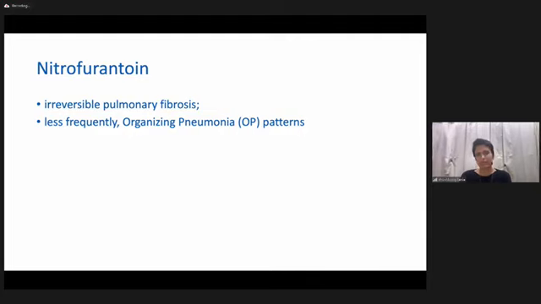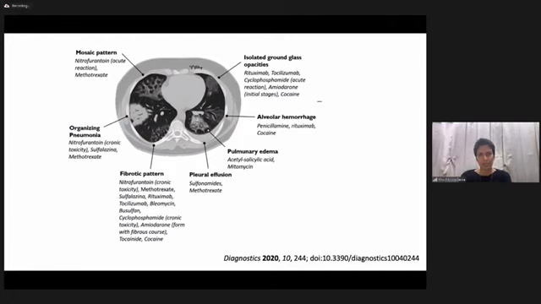Nitrofurantoin mostly results in some pulmonary fibrosis, which is more often irreversible. There's a very beautiful diagram which shows certain common drugs and their patterns. So maybe you can take a snapshot of it. I took it from Diagnostics 2020, very interesting. So you know that aspirin and mitomycin cause more of pulmonary edema. Effusion is seen with sulfonamides and methotrexate. Organizing pneumonia is more common with nitrofurantoin, sulfasalazine, and methotrexate.